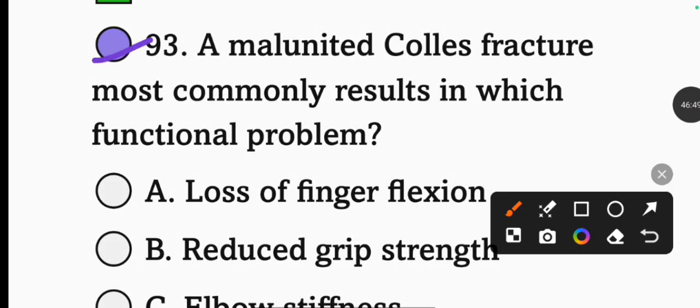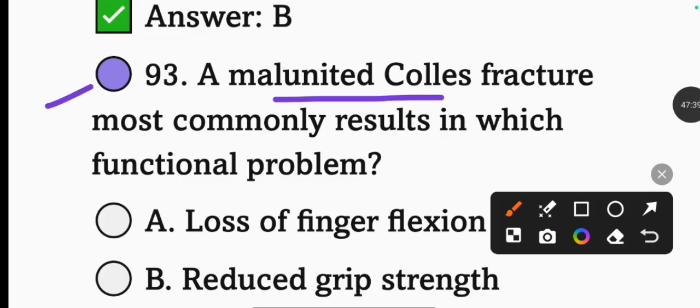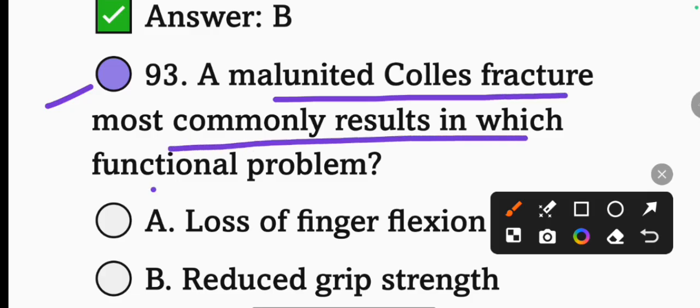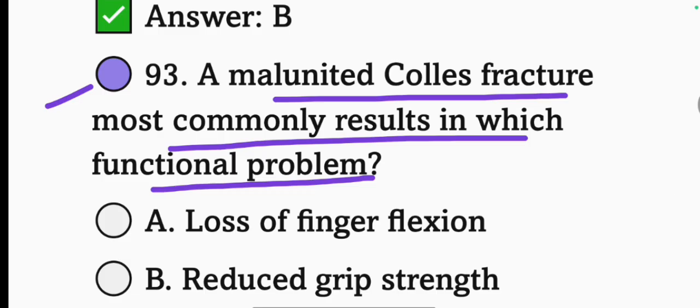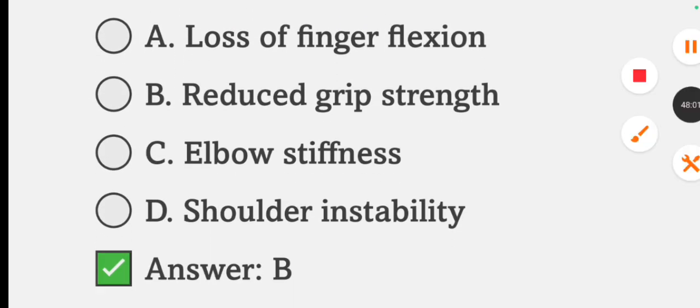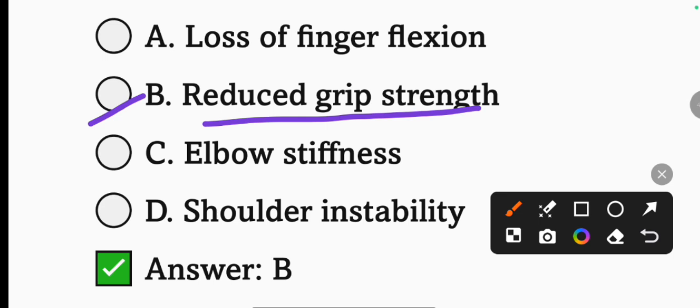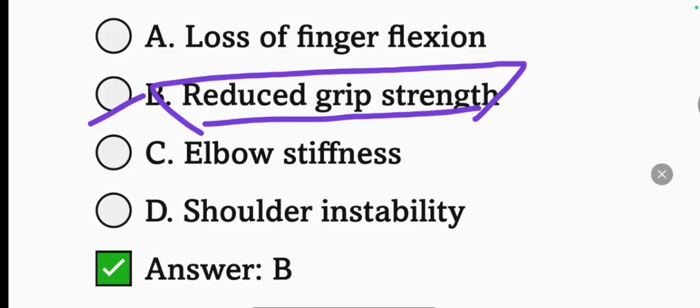Now come to our 93 questions. Malunited Colles fracture most commonly results in which functional problem? So Colles fracture's major complication is malunion because of dorsal angulation. So with dorsal angulation, the most common functional issue is reduced grip strength. B option given is the correct option. Reduced grip strength, because dorsal angulation changes the mechanics of the wrist joint and fingers. So B option is the correct option. Reduced grip strength. Okay.